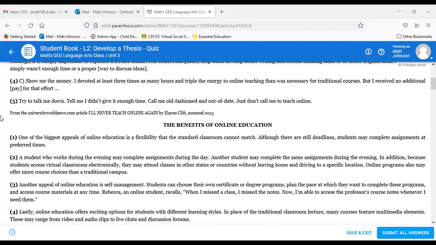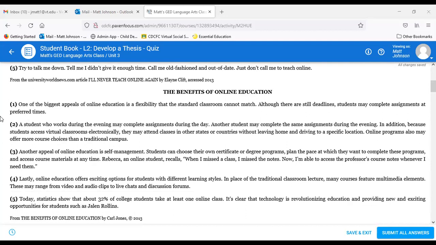In addition, because students access virtual classrooms electronically, they may attend classes in other states or countries without leaving home and driving to a specific location. Online programs also may offer more course choices than a traditional campus. Another appeal of online education is self-management. Students can choose their own certificate or degree programs, plan the pace at which they want to complete these programs, and access course materials at any time.